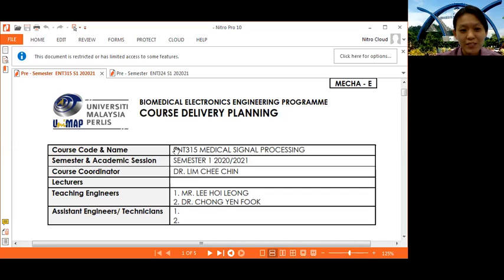I will teach you this subject, ENT315 Medical Signal Processing, for this semester 1, 2020/2021. For this subject the teaching engineers will be Mr. Lee Hoi Leong and Dr. Chong Yen Fox. Due to COVID-19 increasing, you cannot come back to Unimap.